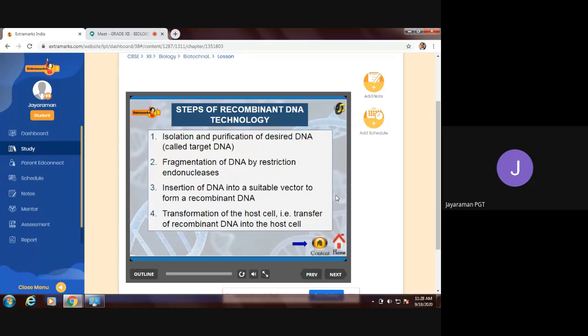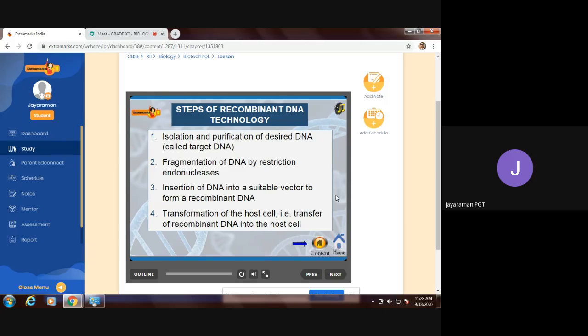The vector is cut with the restriction enzyme, forming sticky ends. The insulin gene is also cut with the same enzyme, so it also forms sticky ends, and is pasted with ligase. So this part is already done. And the fourth part is transformation of the host cell, transfer into the host cell. Just now we also discussed gene transfer, the different methods of transferring the plasmid into the host cell.